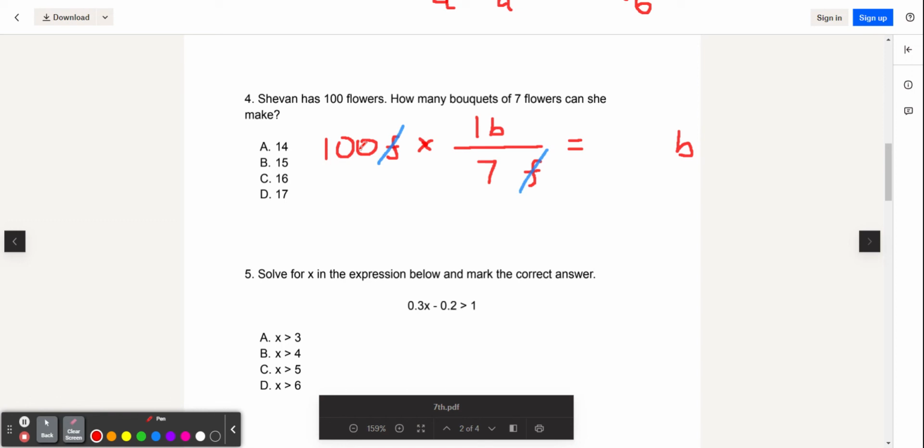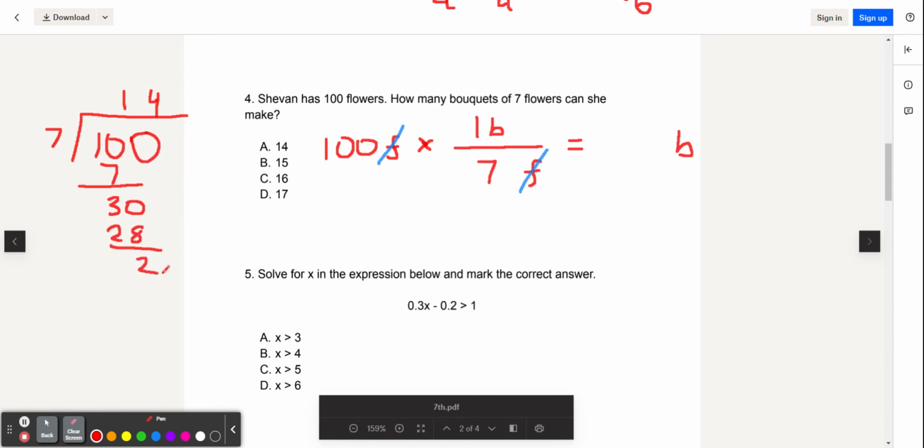So we just perform 100 divided by 7. Well, let's write it out here on the side. Long division, 100 divided by 7. 7 goes into 10 one time. 7 goes into 30 4 times. And then we're left with a remainder of 2.